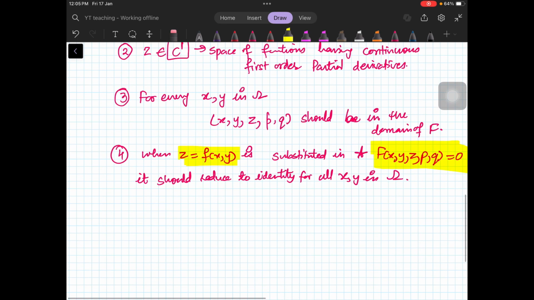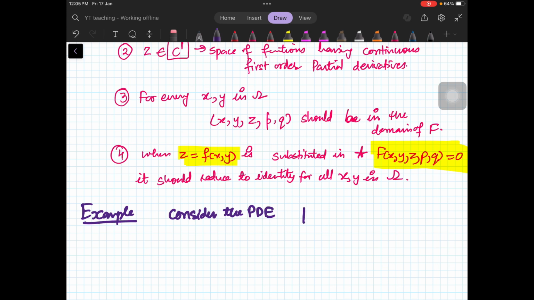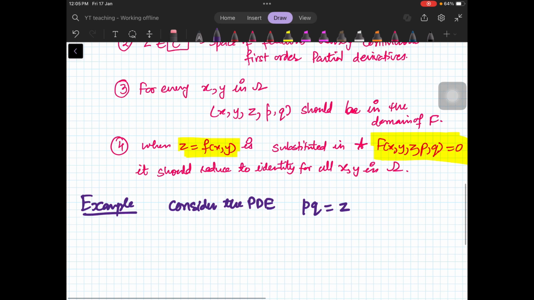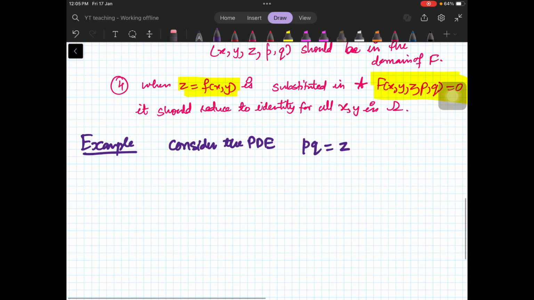Let me give you an example. You can look here, that you have a differential equation. Consider the PDE pq equal to z. This is your PDE, right? And I say that z equal to x into y is a solution of star in R2.